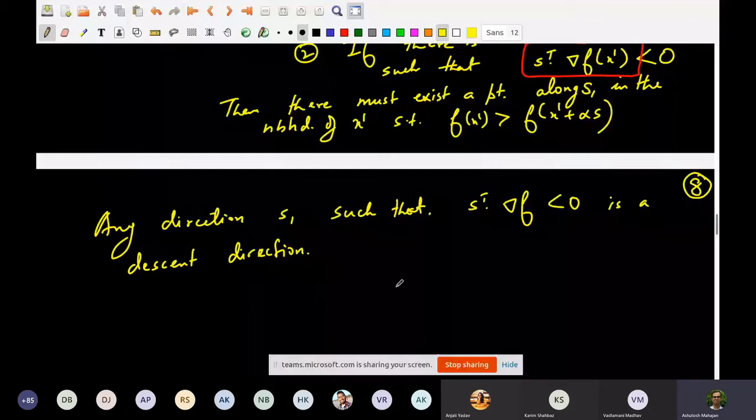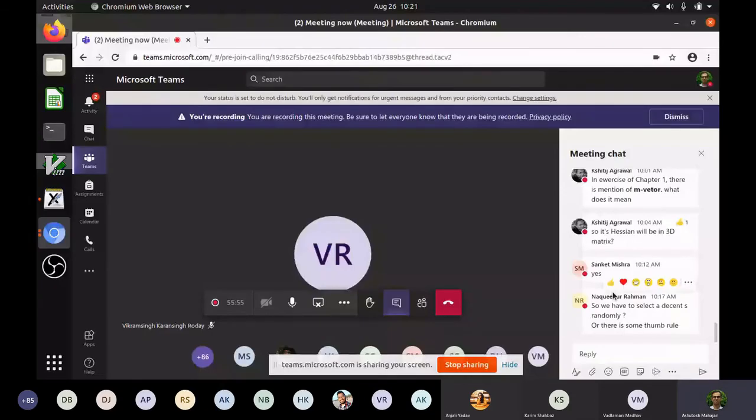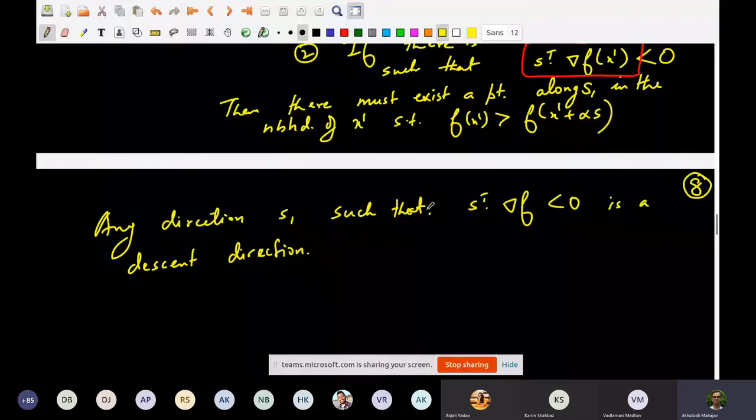So there are some questions. Let me go back to the chat window. So Nakibur says, can we select S randomly or is there a thumb rule? So the answer is no. There are no thumb rules. There are no random things. There are precise rules for selecting S.